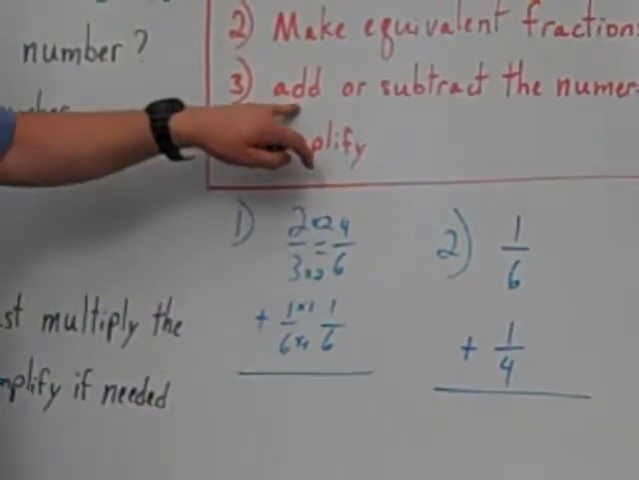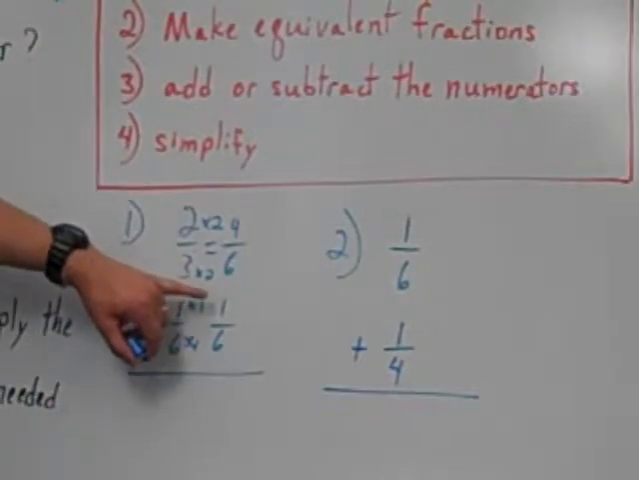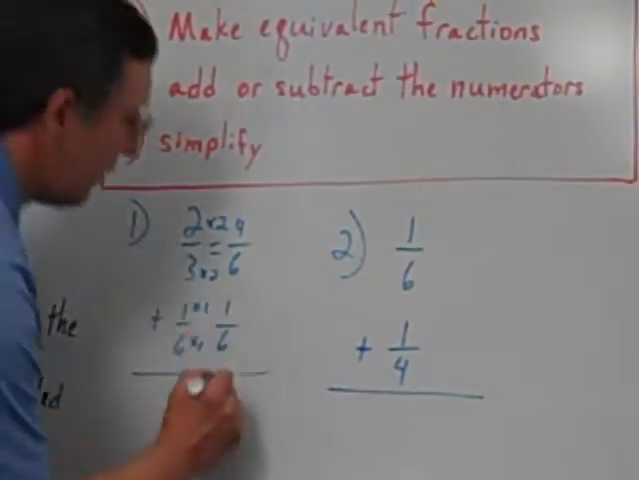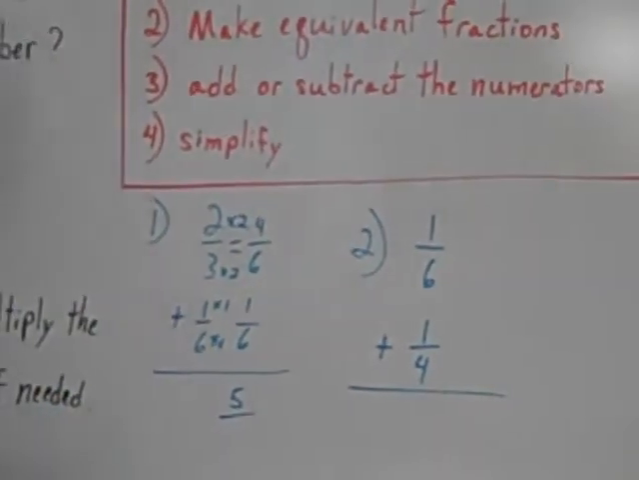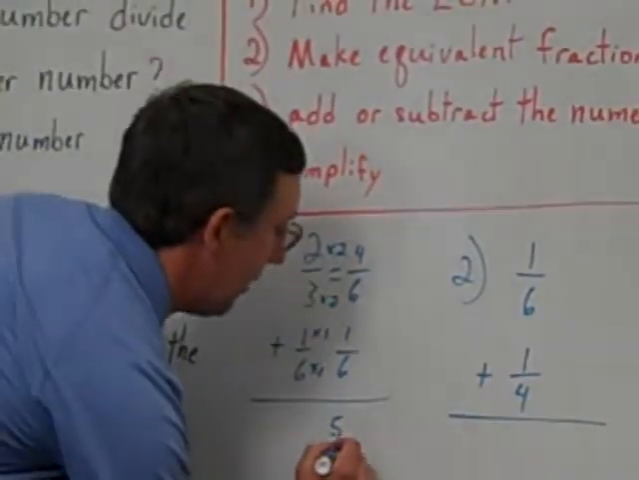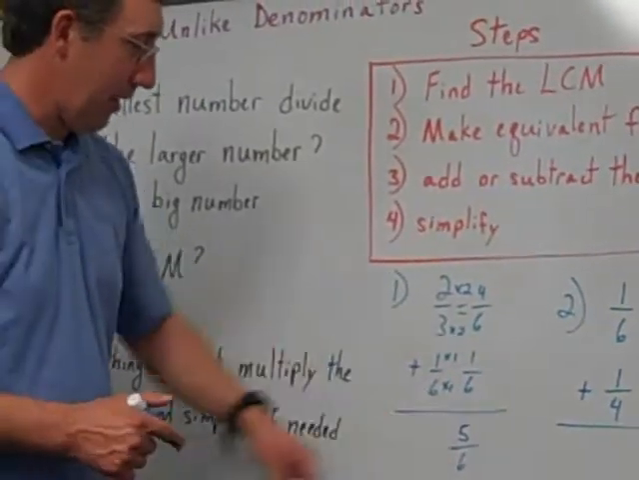Then I either add or subtract based on the numerators. So 4 plus 1 is 5. And the denominator is just telling me the size, so I don't add it. I just bring it down. So I now have 5/6.